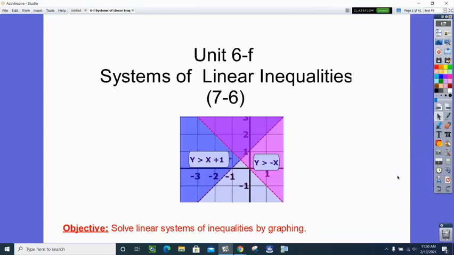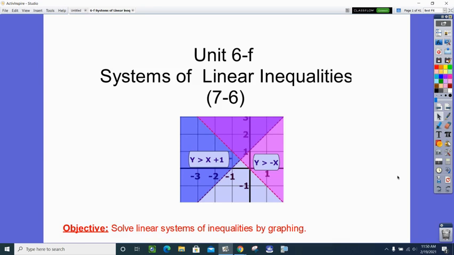So here's the final section of Unit 6, which has to do with linear systems, whether it's equations or inequalities. Today we're going to put two inequalities together, basically. We're going to solve linear systems of inequalities by graphing. We're just taking what we did last time and putting two on top of each other.